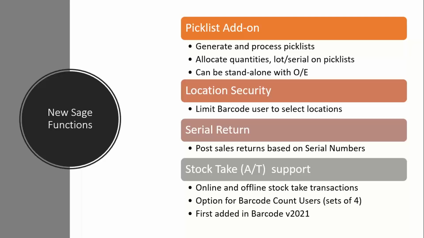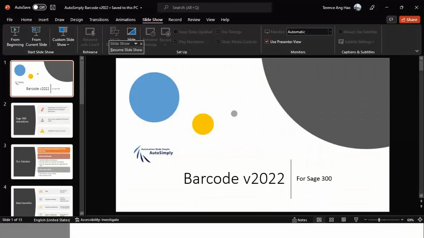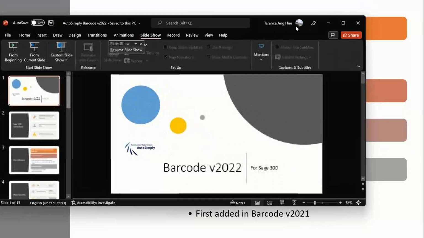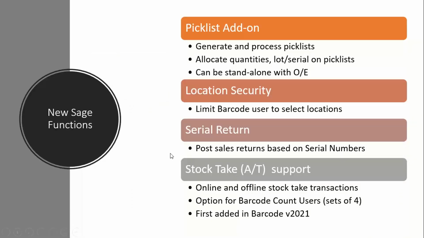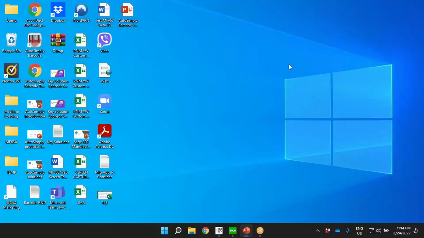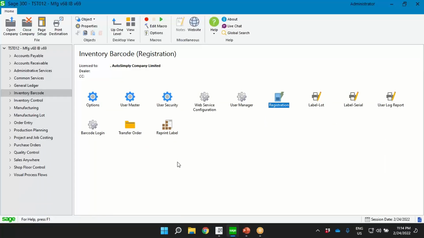And at this point, let me now go into the product itself. So let me just minimize this screen. I did that stupidly. Just end show. Let me now go into the Sage 300 main menu.